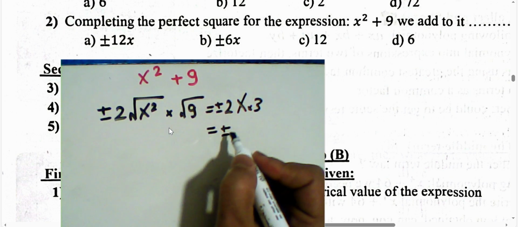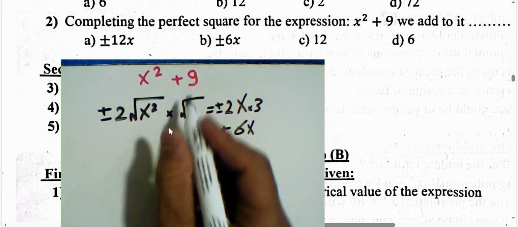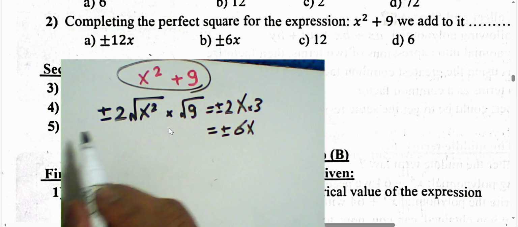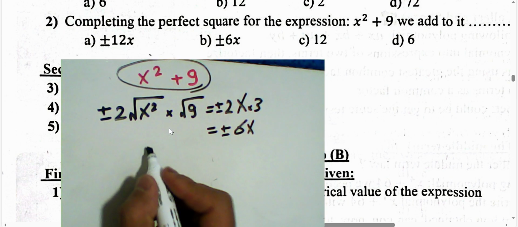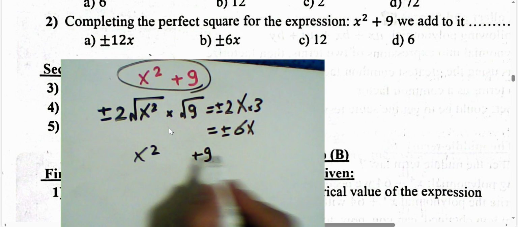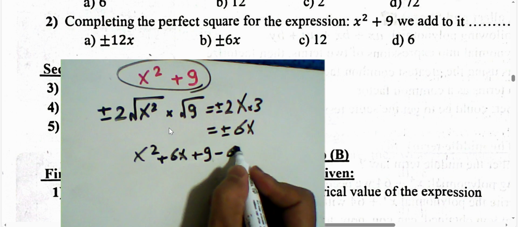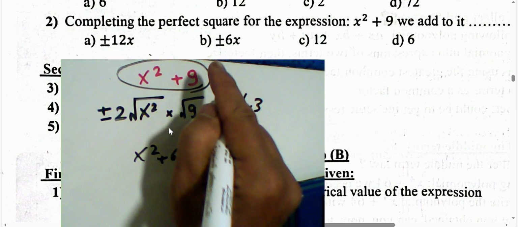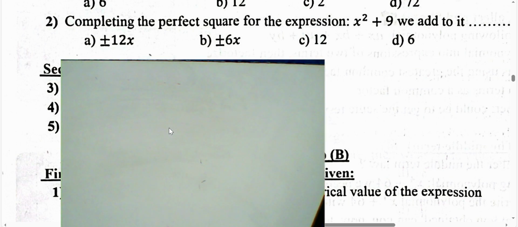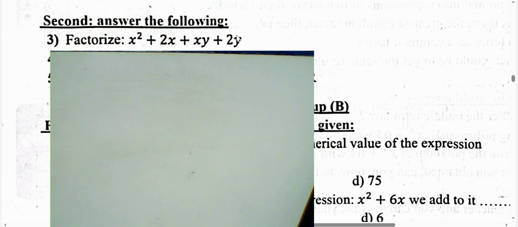Then we must add and subtract 2x times 3. It will be 6x. To convert this expression to a perfect square, you must add positive or negative 6x to this expression. It will be x² and here 9, and the middle will be 6x and here negative 6x. Okay, so the answer will be positive or negative 6x. It shows letter B. He asked here what type of expression we will add. It will be positive or negative 6x.